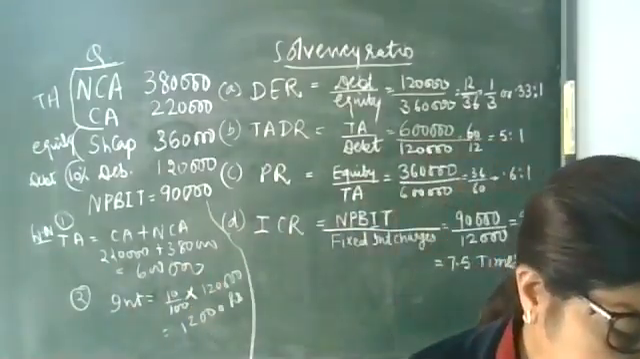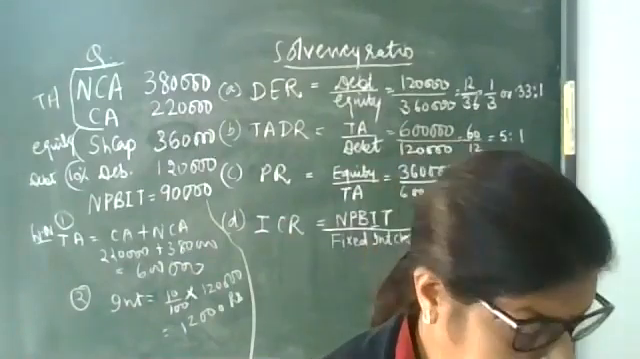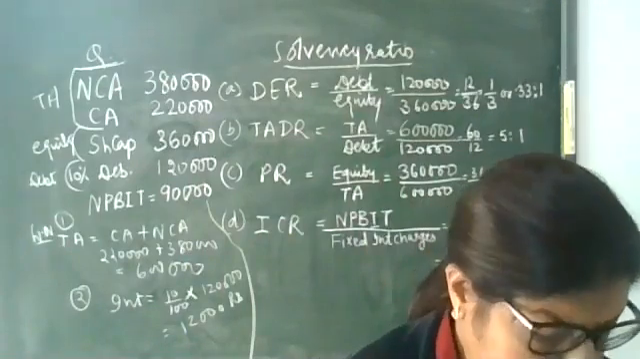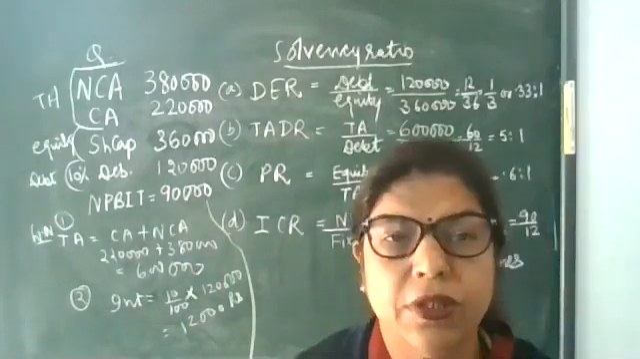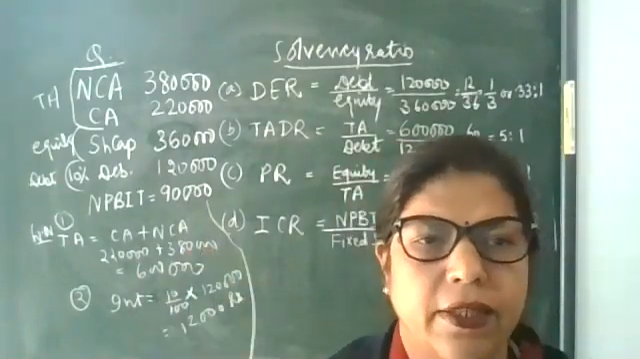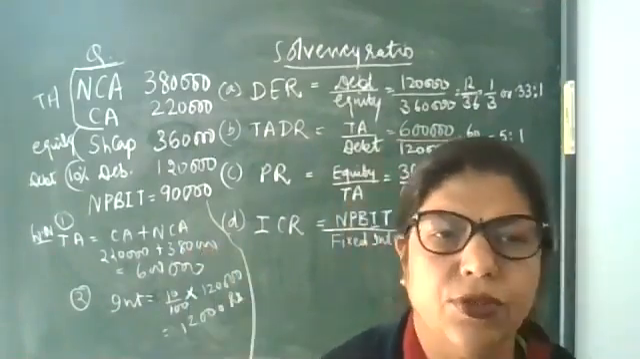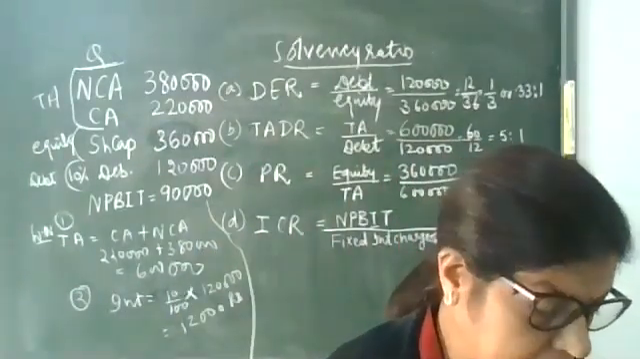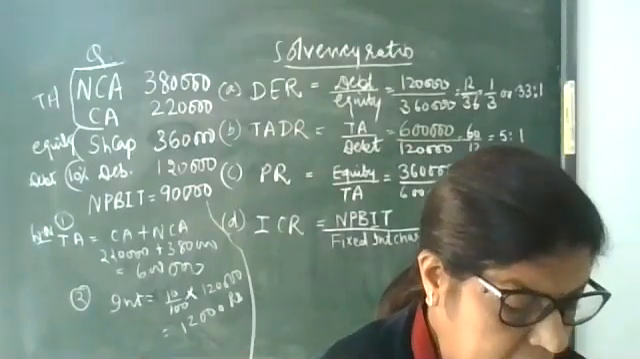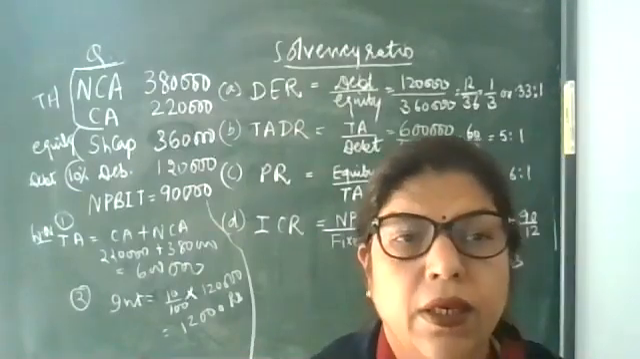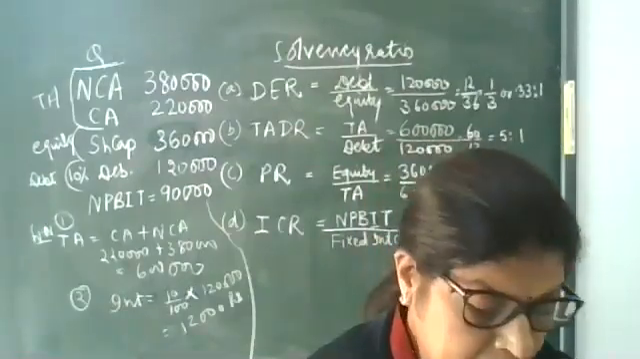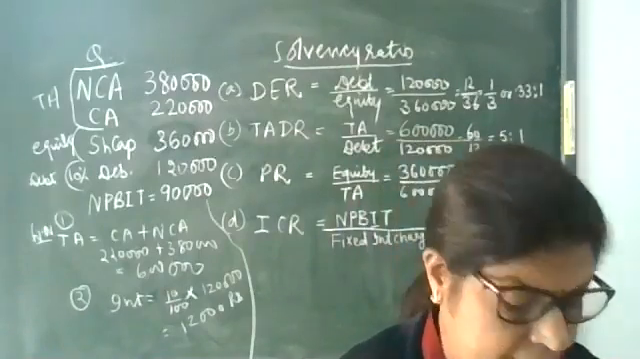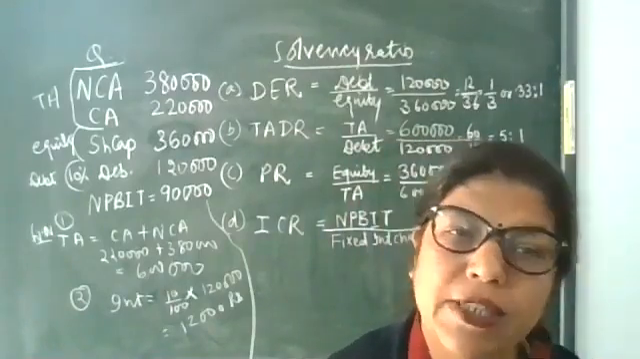Next, equity 6 lakh. Total asset given directly, 10 lakh 80,000. And NPBIT, net profit before interest and tax, 1,47,000.